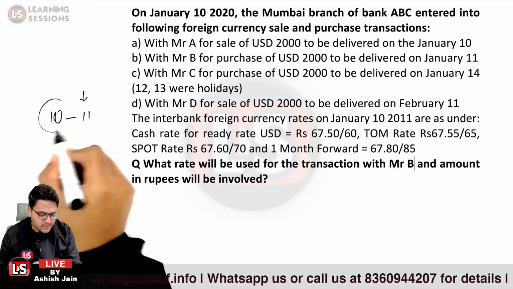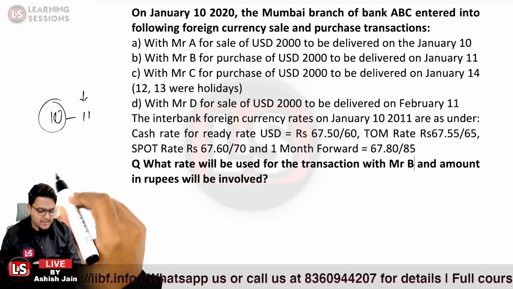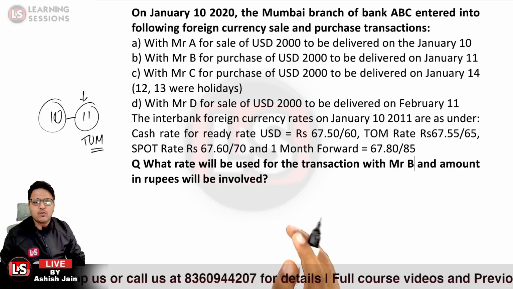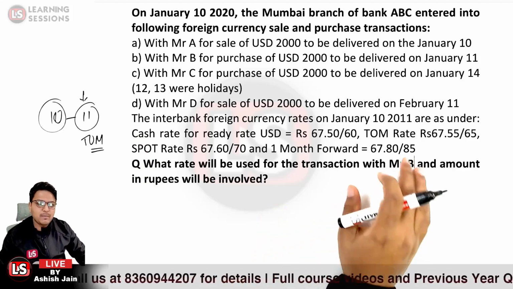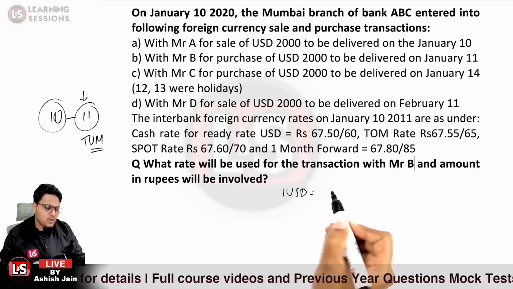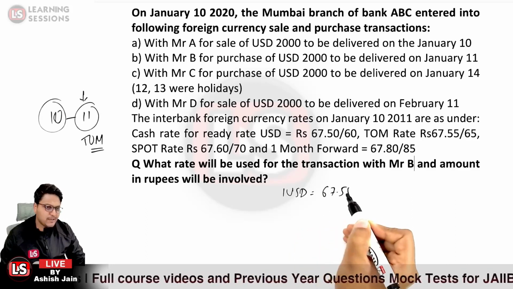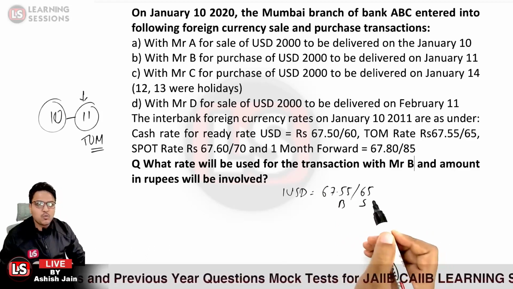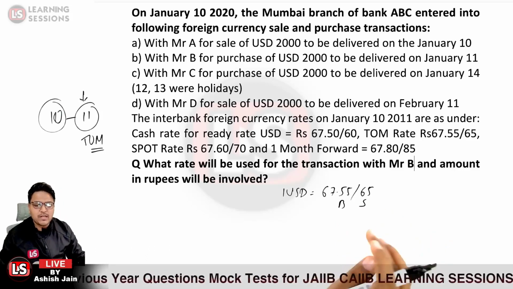On the same day, the rate applicable is the ready rate or cash rate. The next day, the rate applicable is the term rate. So it will be the term rate which will be applied over here, and as per the term rate, 1 USD is equal to 67.55/65. This is the buying rate and this is the selling rate. So what rate shall be applicable?